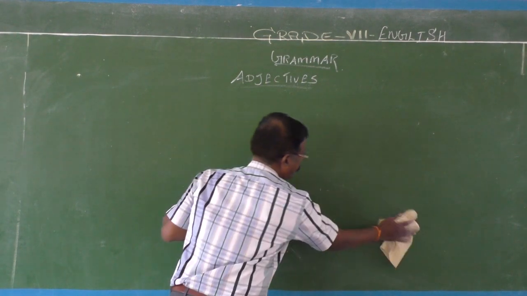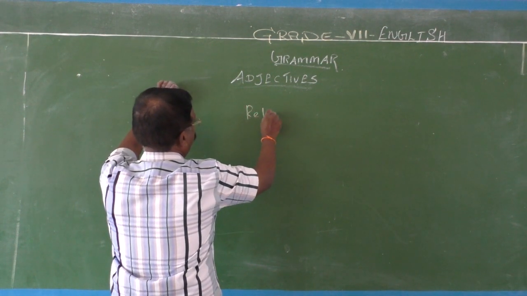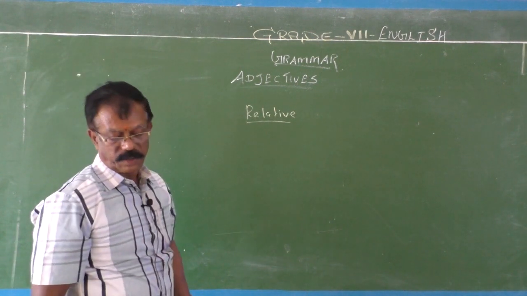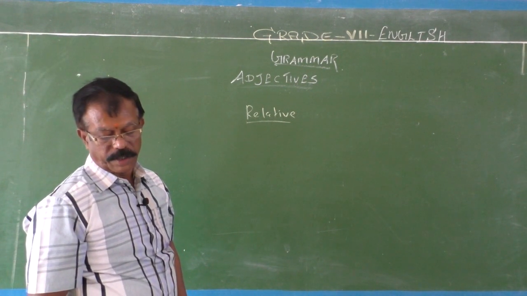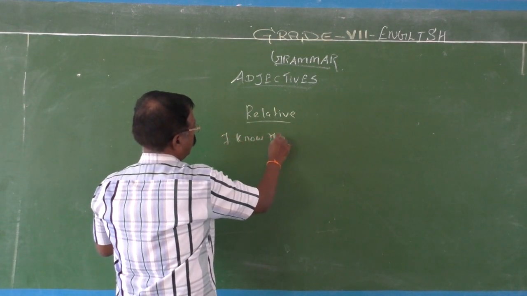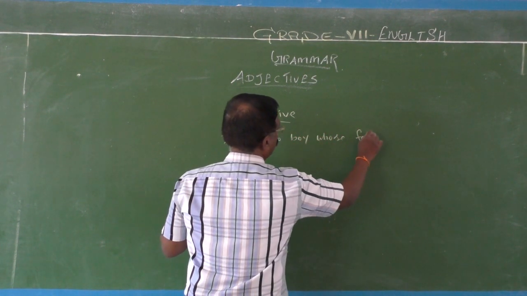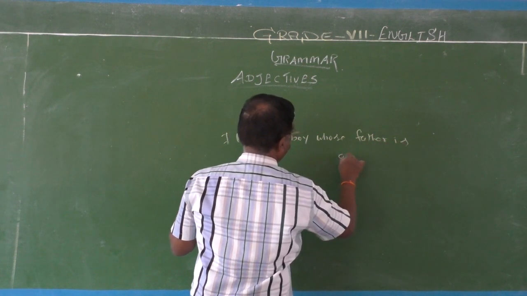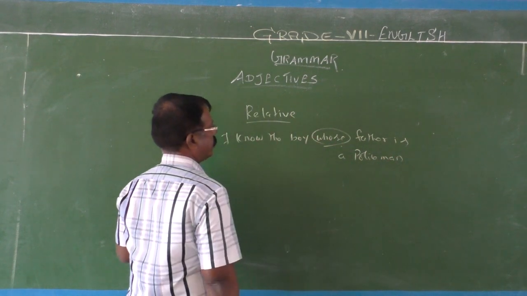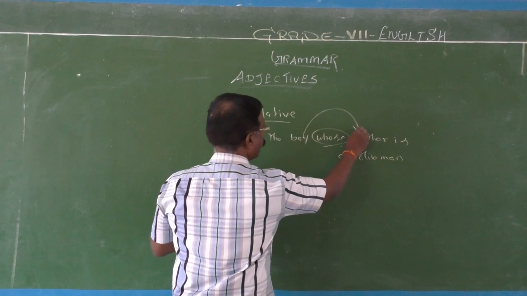See, what is the subtitle? Relative adjectives. You know relative pronouns, like this, that. Relative adjectives also we have. I know the boy whose father is a policeman. Here whose stands for the boy's father.